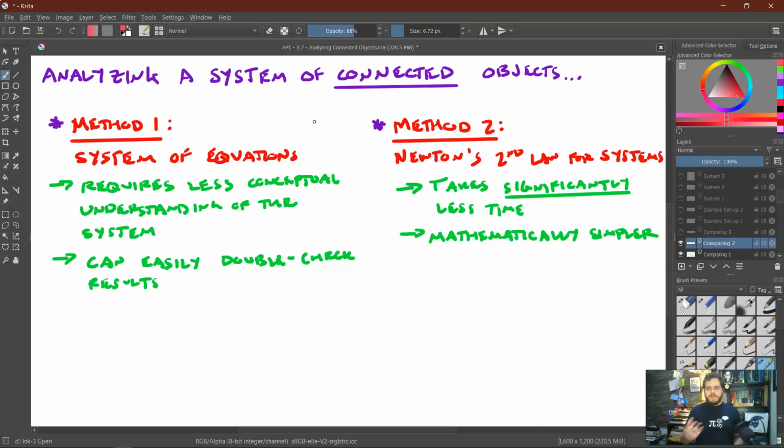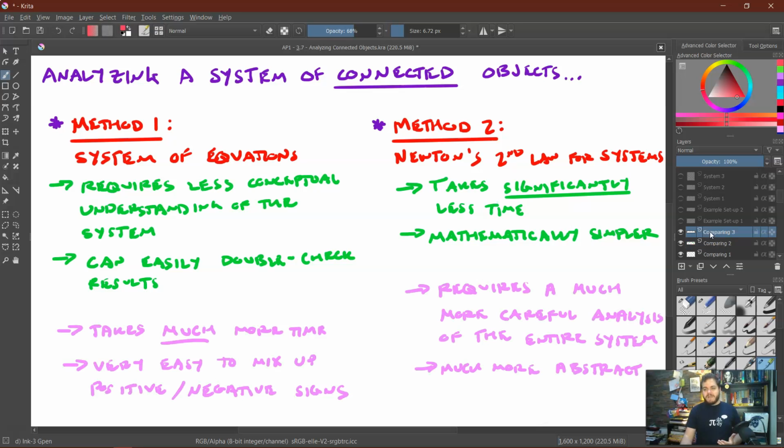For method 2, Newton's second law for systems, this takes significantly less time, and you even saw that a second ago. And honestly, it's mathematically simpler. You're not combining equations. We just have a single equation and are getting rid of some pieces. But both of these methods also have cons.